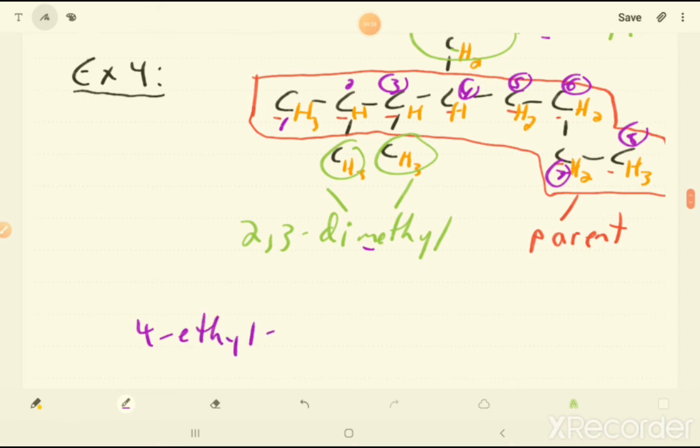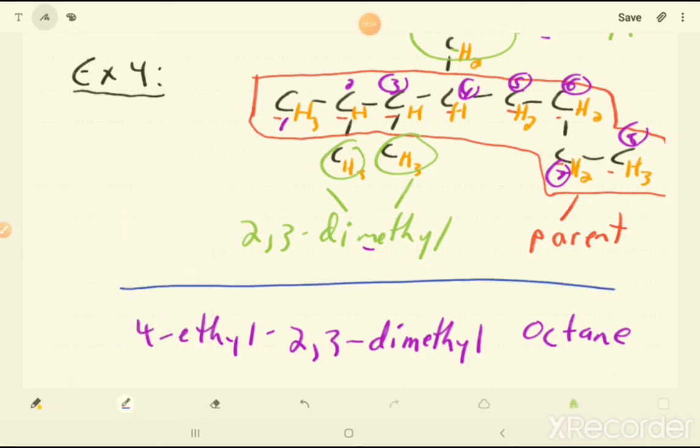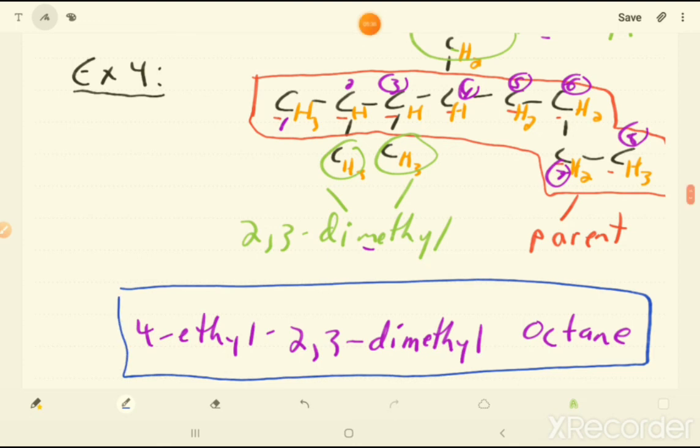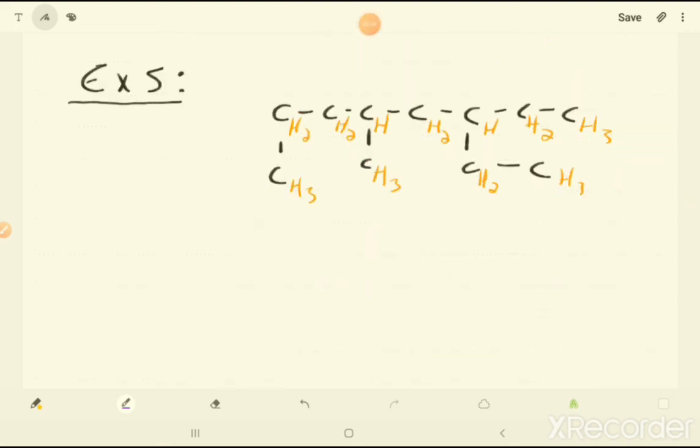So we're going to go 4-ethyl, 2,3, and there are always dashes between the numbers, 2,3-dimethyl, and then the parent chain, if there's 8, it's octane. And I'll just rewrite the dimethyl here a little bit clearer. So 4-ethyl, 2,3-dimethyl, octane. And that's the final name of this compound. For this example, I want you to pause the video and try it yourself, then unpause it for the answer.